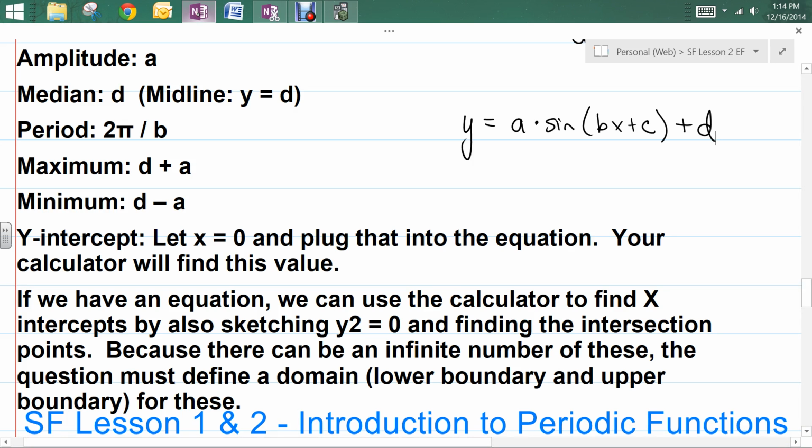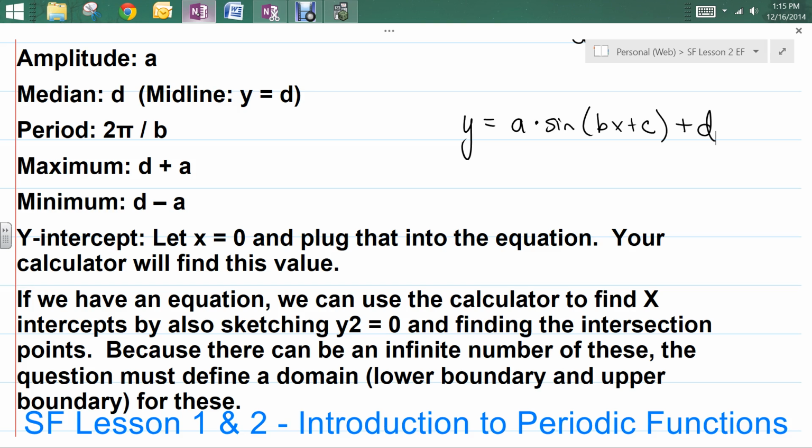Looking at this, the amplitude will be whatever the A value is. The median will be whatever the D value is. That also relates to the midline, but I'll show you what I mean in a moment. The period is 2 pi divided by B. That's the only thing that's given to you. The maximum is the D value plus the A value. The minimum is the D value minus the A value.